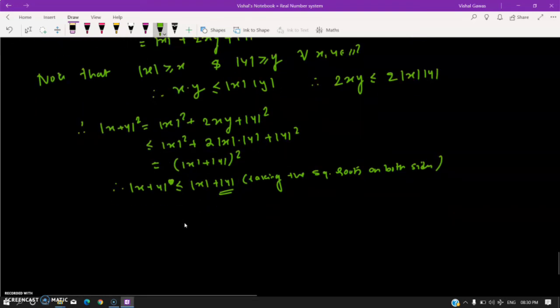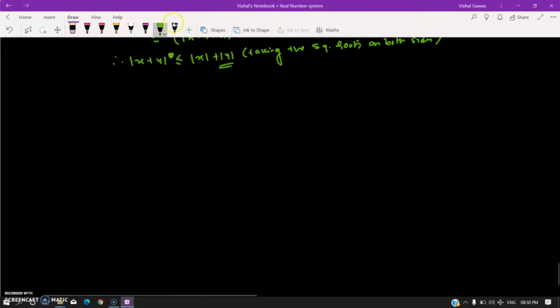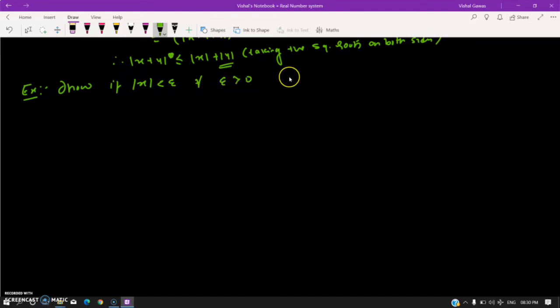Let's look at the next property. Two more properties we have. I would just leave an exercise for you. Exercise: show that absolute of x is less than epsilon for every epsilon greater than 0, if and only if x is equal to 0. Please prove it. I'll leave it as an exercise.